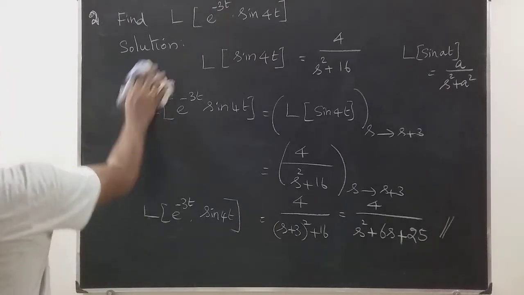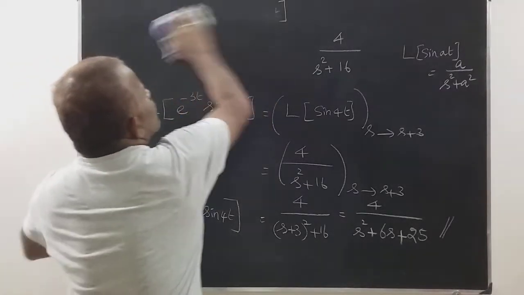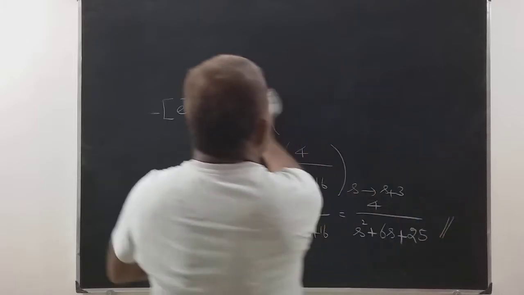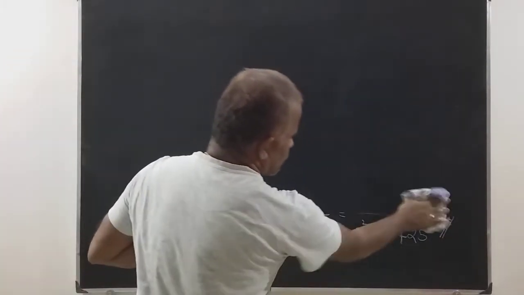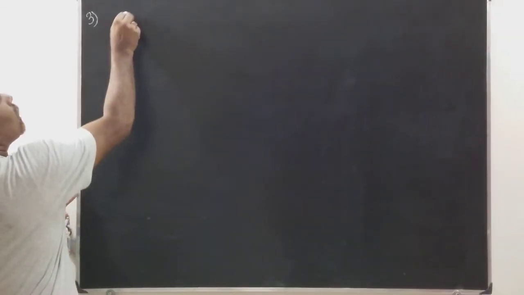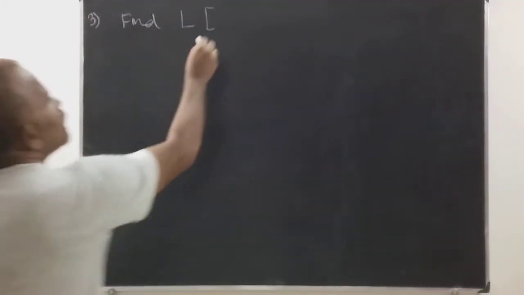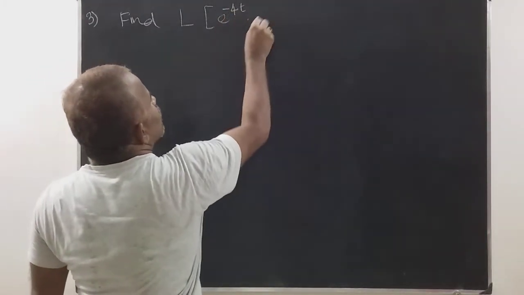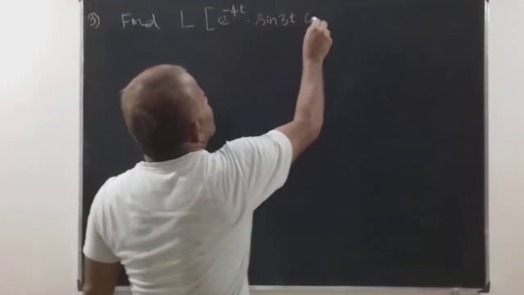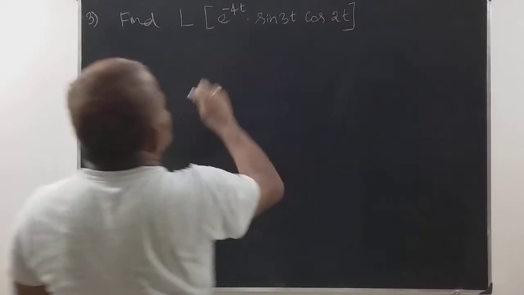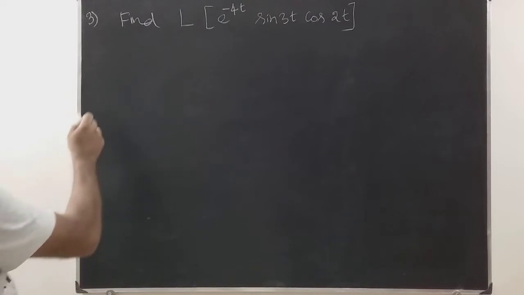Okay, next question is, find the Laplace transformation of e power minus 4t into sin 3t into cos 2t. Okay. Solution.